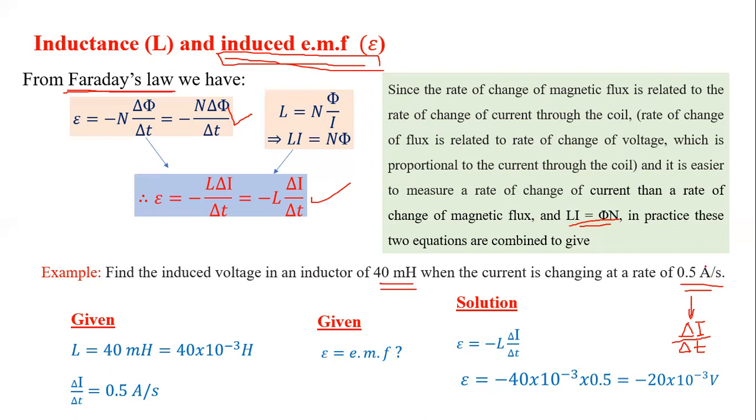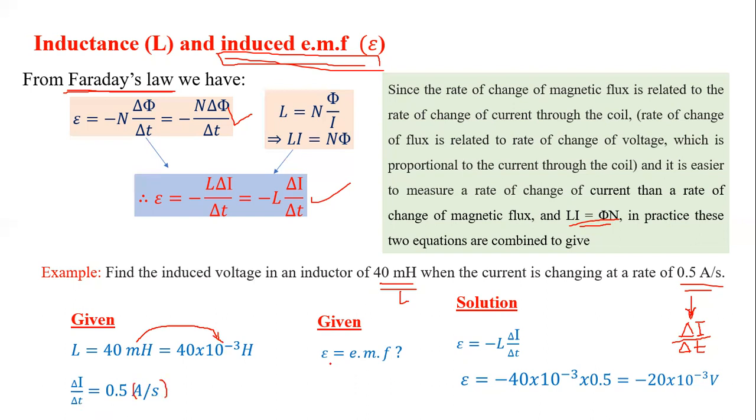Current in ampere divided by second is the rate of change of current with respect to time, so delta I over delta T. The symbol here for inductance is L. L is 40 millihenry, which means 40 times 10 to the power of minus 3. Don't forget milli is 10 to the power of minus 3. Delta I over delta T is 0.5 ampere per second is the unit.